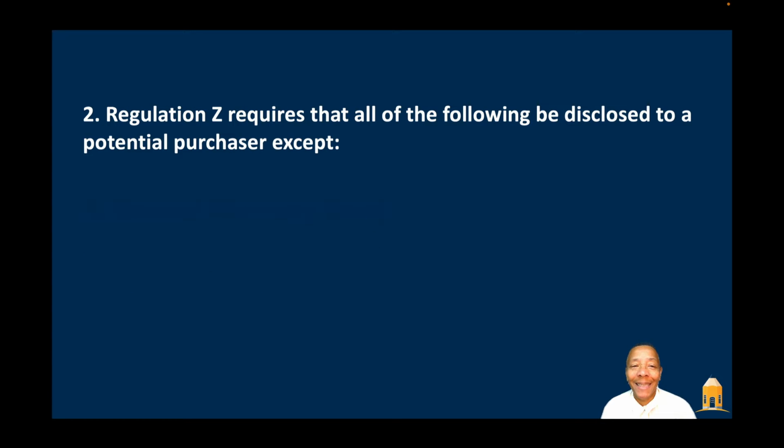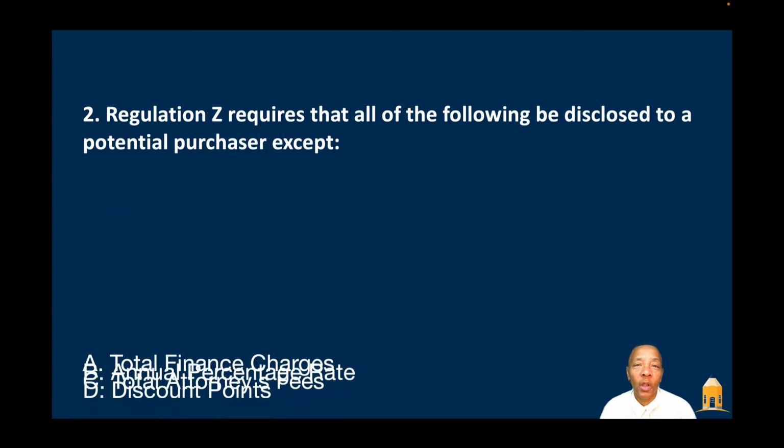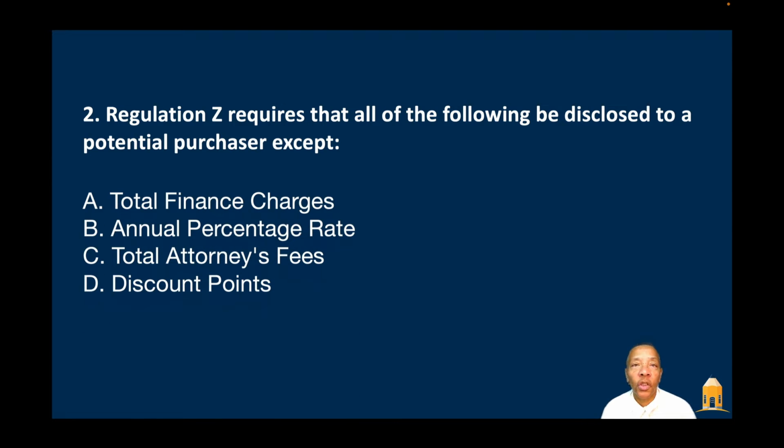Next one, Reg Z requires that all of the following be disclosed to a potential purchaser except, well, what is Reg Z? If you remember from the TILA RESPA videos, Reg Z is the regulation that goes to the Truth in Lending Act. If you ever see Reg Z, we're talking about TILA and vice versa. And so the answers here, the total finance charges, the annual percentage rate, the total attorney's fees, and the discount points. Well, TILA relates to the loan itself. And so what we're looking at are things relating to the loan, not the settlement costs, which would be RESPA. And so which one is not relating to the loan? That would be the attorney's fees. That would come under a RESPA statement.